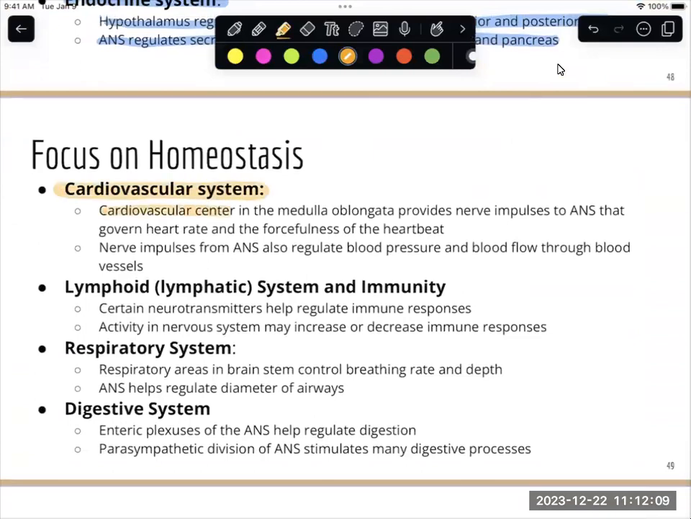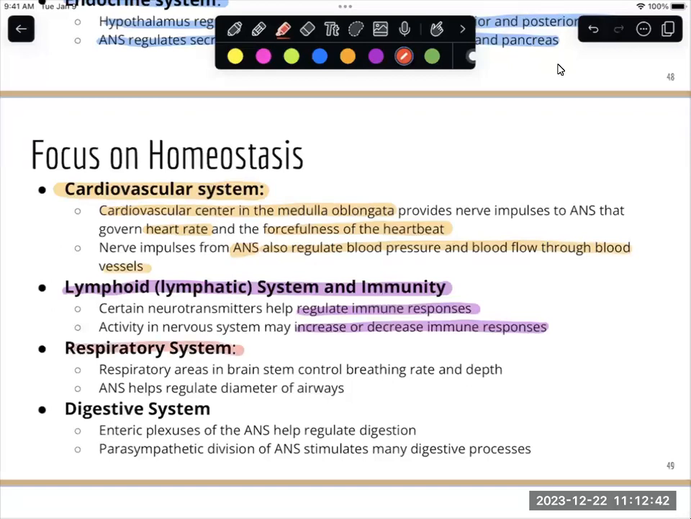That cardiovascular center is in the medulla oblongata, or just medulla, and it's going to work with heart rate and the forcefulness of that heartbeat. So nerves from that autonomic nervous system regulate blood pressure and blood flow through those blood vessels. We have our lymphatic system and our immune system. They're going to help to regulate immune responses. It can increase or decrease those immune responses.